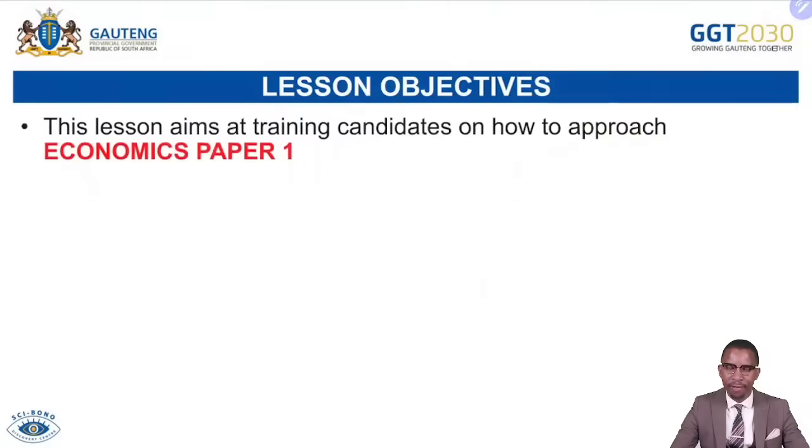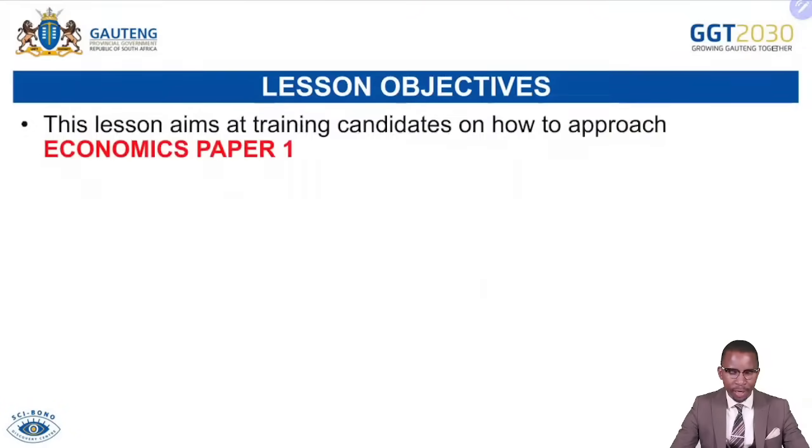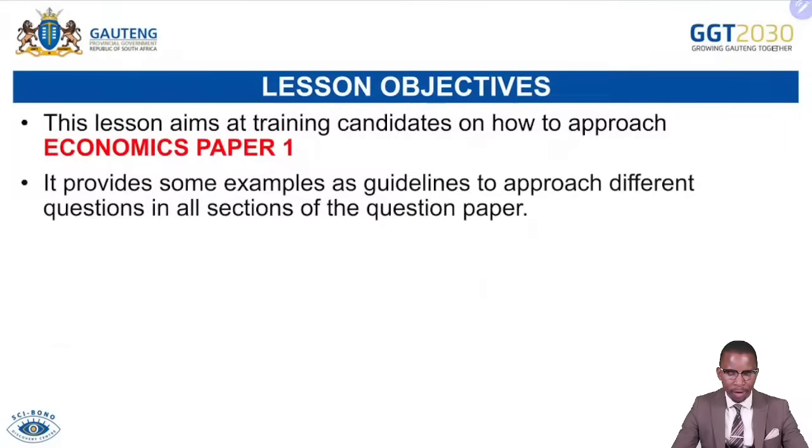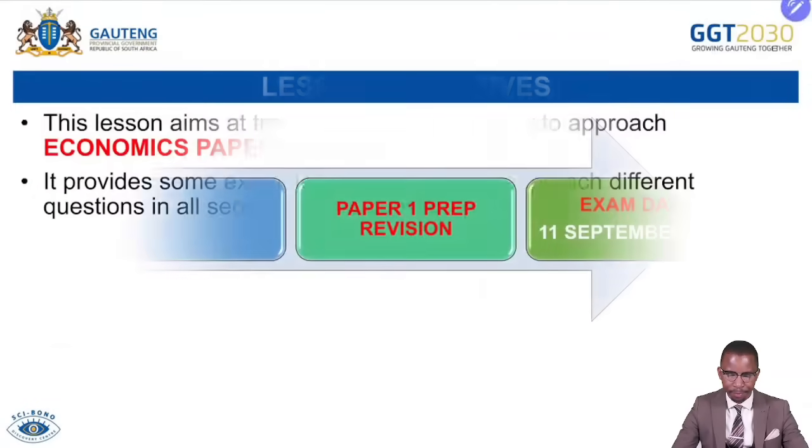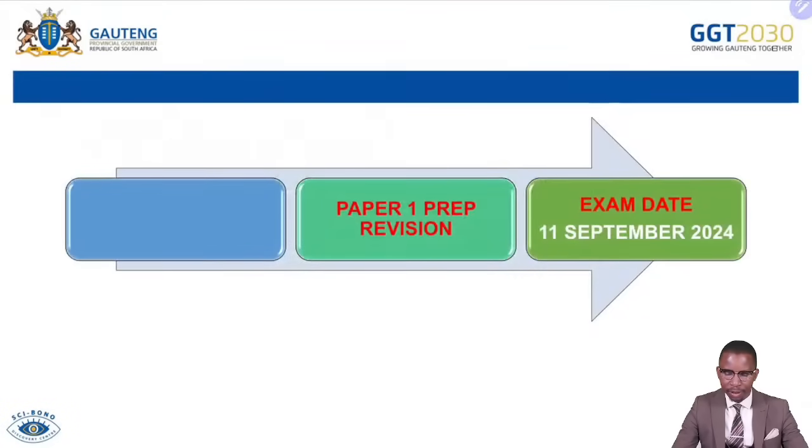Lesson objectives are very clear. The lesson is mainly here to train you so that you can easily approach the question paper for tomorrow, which is Paper 1. It provides some examples as guidelines to approach different questions in all sections of the question paper. So our revision is for the Paper 1 preparatory exam. The date will be tomorrow, the 11th of September, 2025.